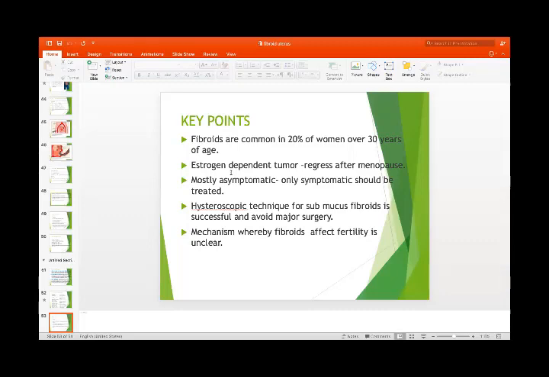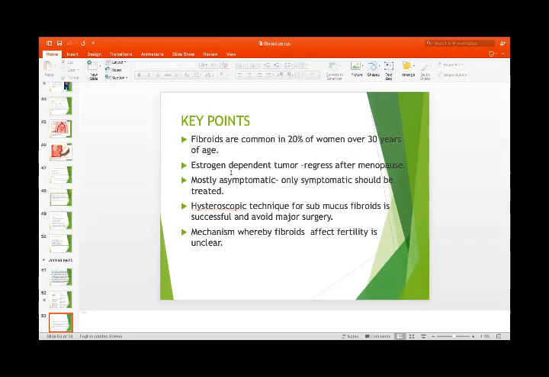The uterine artery embolization has good results. But 1/3 of women after uterine artery embolization still require further treatment, either medical or surgical. So the differential diagnosis of fibroid uterus is adenomyosis and ovarian tumors. So you must know how to make the differential diagnosis with fibroid uterus.